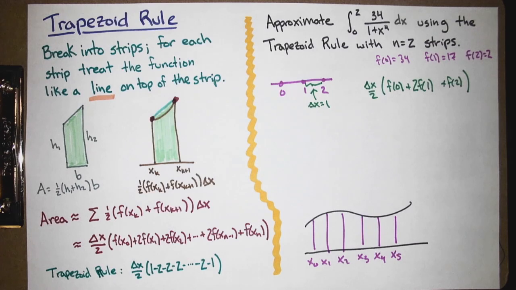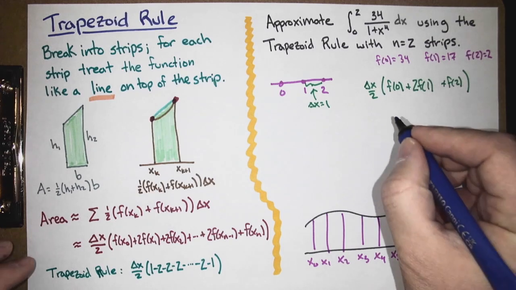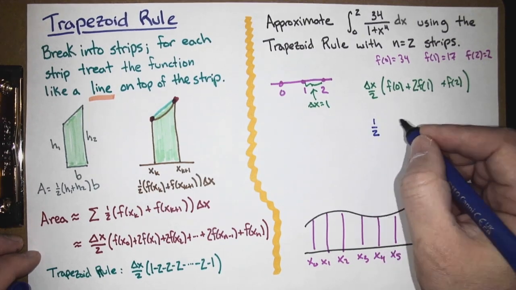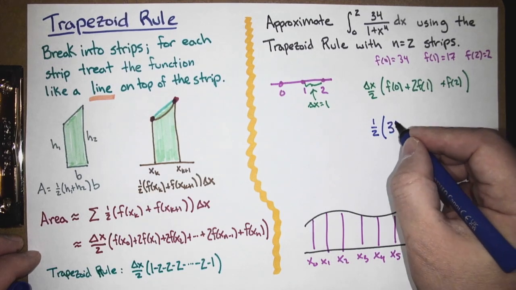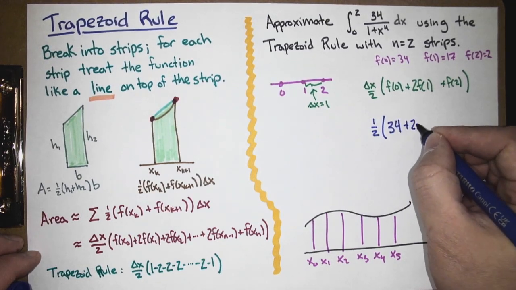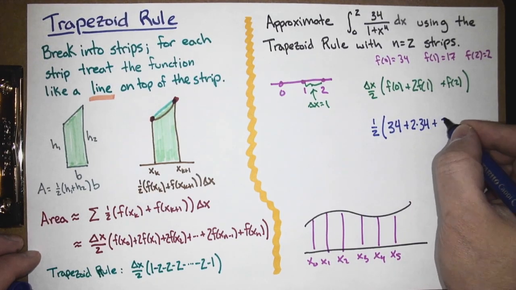All right. Well, plug it in. 1/2. And we know these values, so it's 34 plus 2 times 34 plus 2.